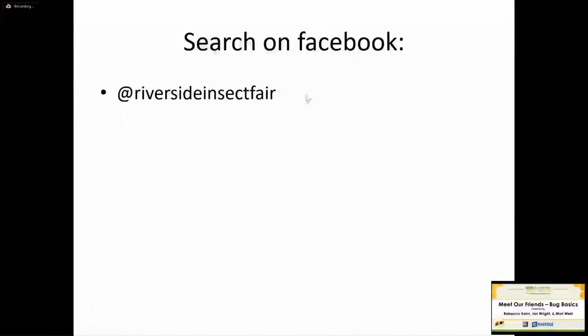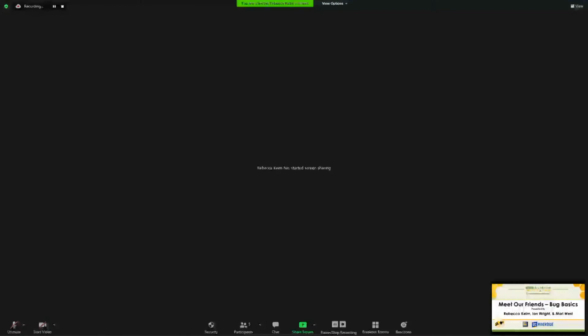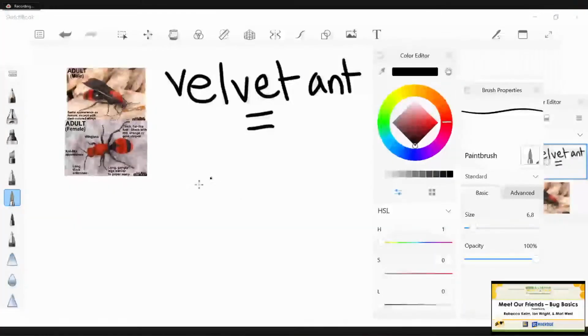Okay. So I'm going to, real quick, share another screen. Okay. So I'm going to draw my favorite insect, which is the velvet ant, which is a misnomer. Velvet ant is actually a wasp.